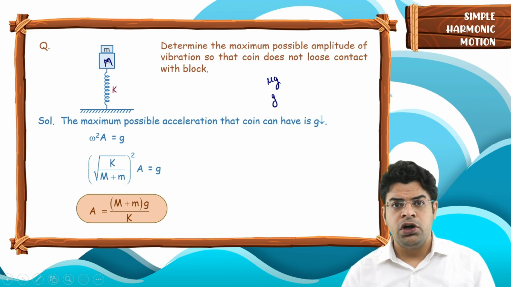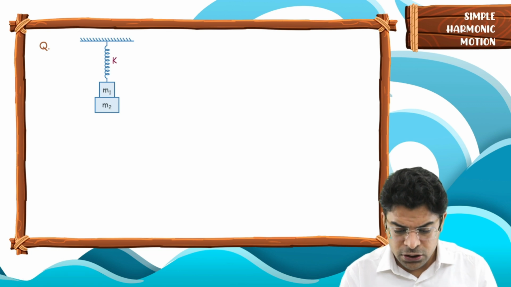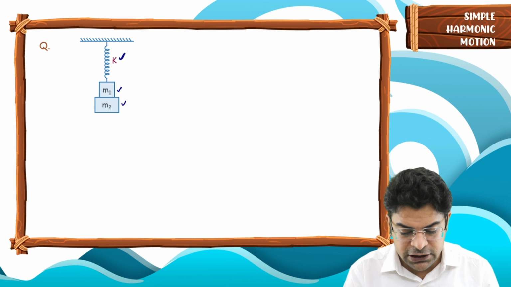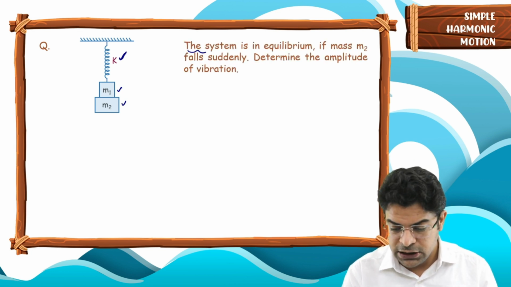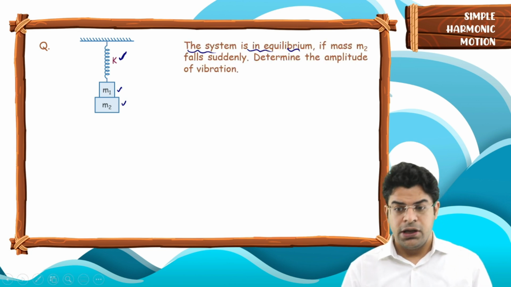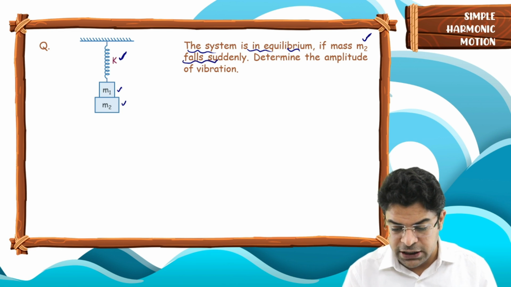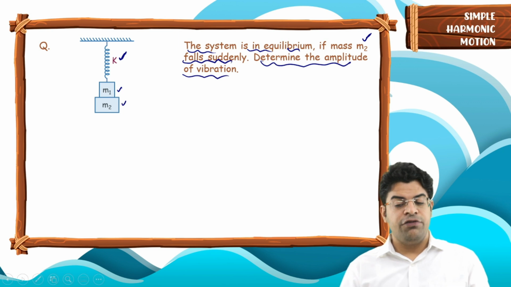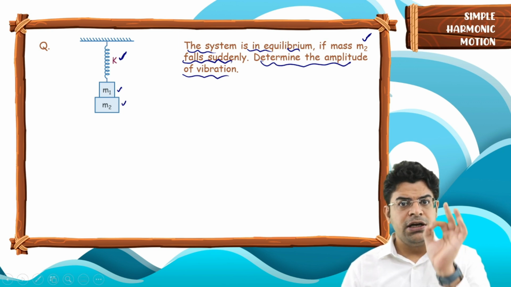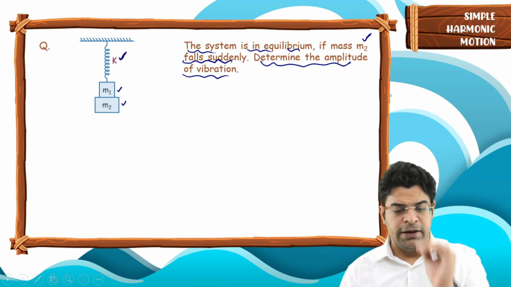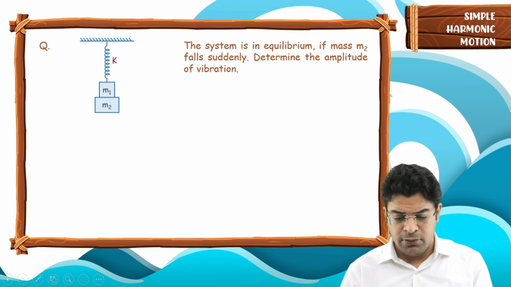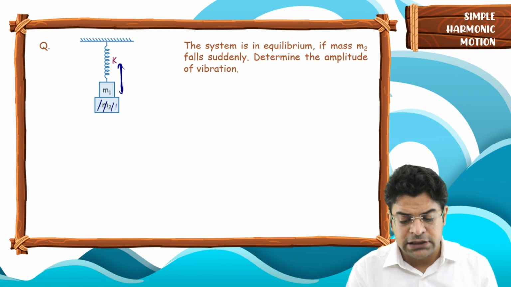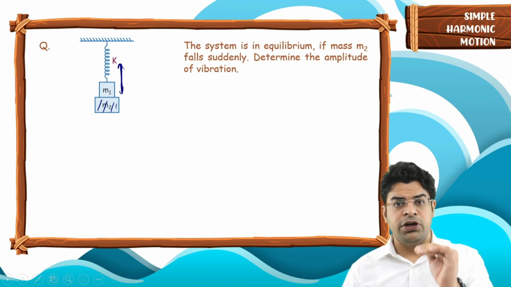So moving on to the next example. The question is, there are two masses m1 and m2 connected together with a spring of spring constant k. The system is in equilibrium. If mass m2 falls suddenly, determine the amplitude of vibration. So who will vibrate once m2 has fallen? Only m1 will vibrate, and they are asking what will be the amplitude of this particular vibration.